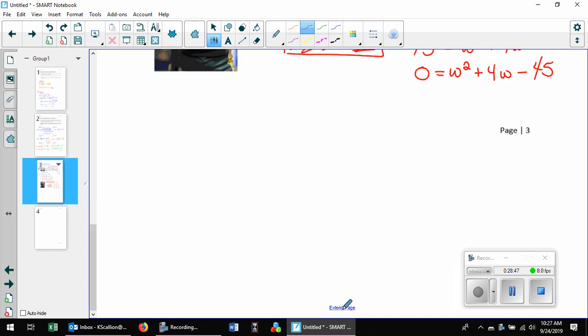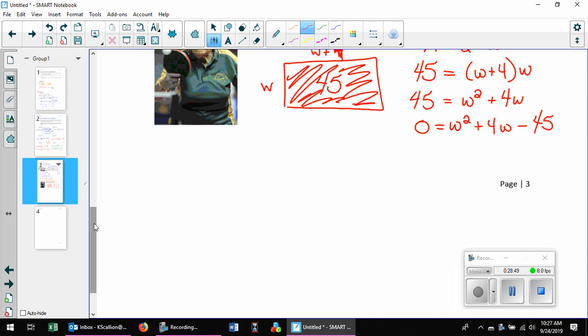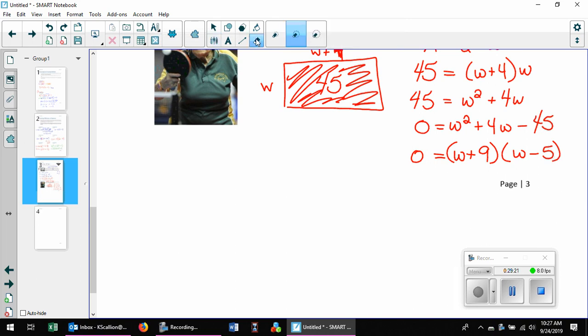Okay, what are the factors of negative 45 that add up to positive 4? Are you guys okay if I don't factor it the long way and just do that? Are you guys comfortable with that? No, you're not comfortable with that? If you're not comfortable with it, then we'll do the longer way. If you're comfortable with it, leave it here, don't copy down, and I'll go on. If you're not comfortable with it, follow me.